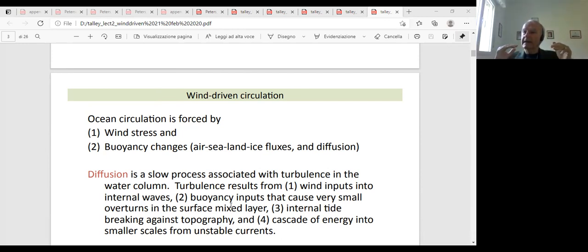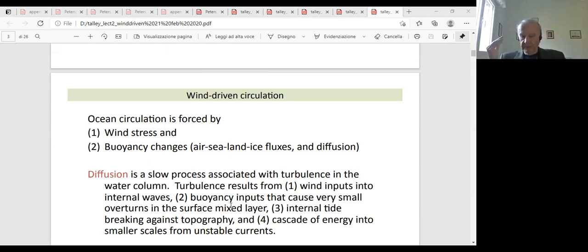If you cool the surface water, as I mentioned before in the part about dense water formation, this creates vertical instability, the surface layer being of slightly lower density than the deeper water, which then causes the overturns, the vertical mixing in the surface mixed layer.